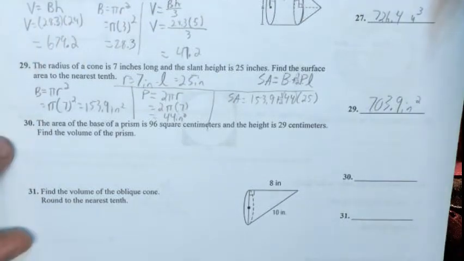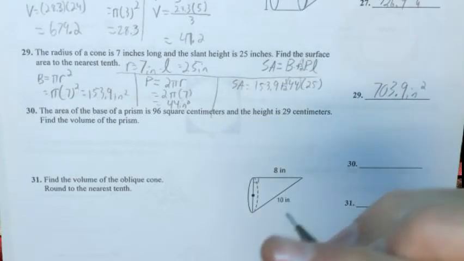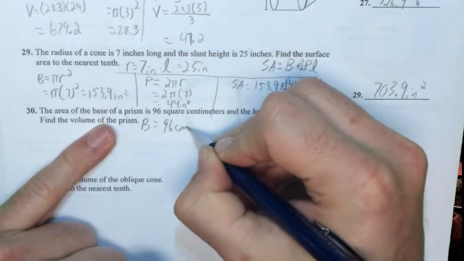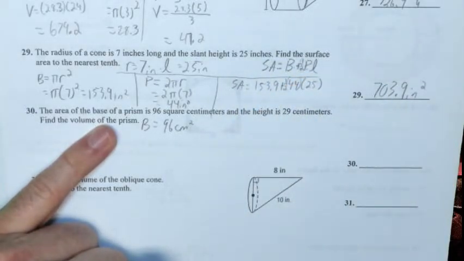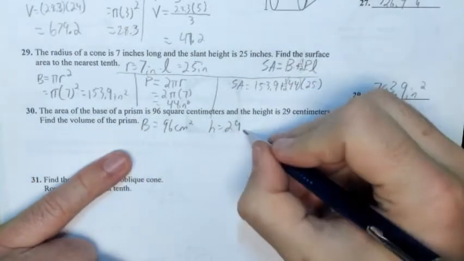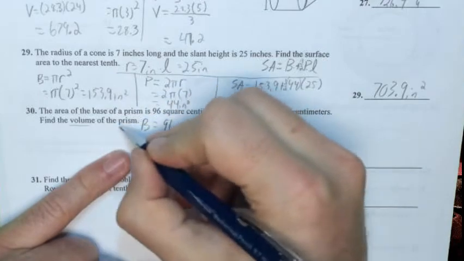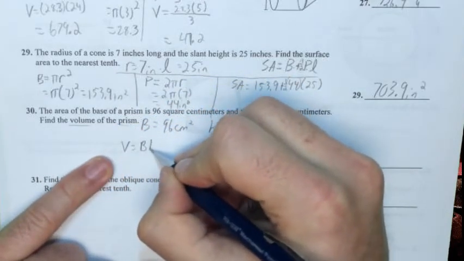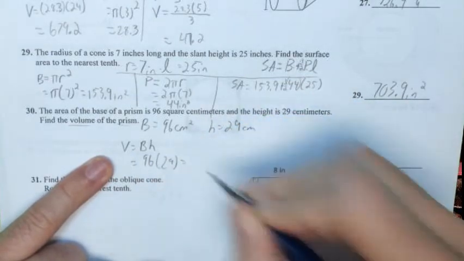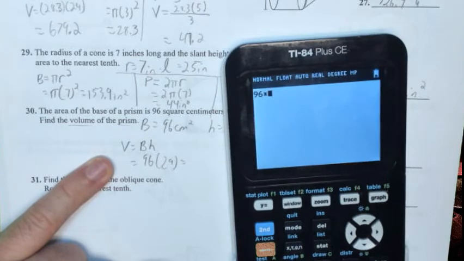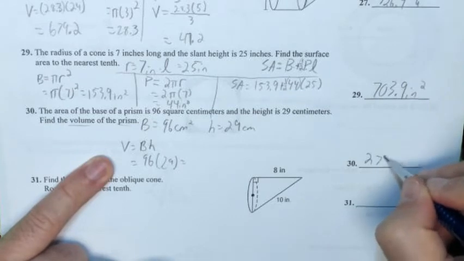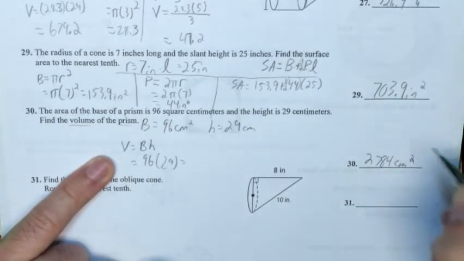All right, number 30. The area of the base of a prism, so capital B, is 96 square centimeters, and the height is 29 centimeters. Wants to know the volume of the prism. Volume formula of the prism is area of the base times the height. Hey, directly gives it to me. I'm just going to plug in 96 times 29, which is 2,784. 2,784 centimeters cubed.